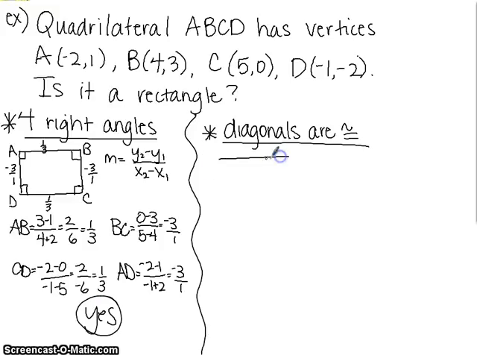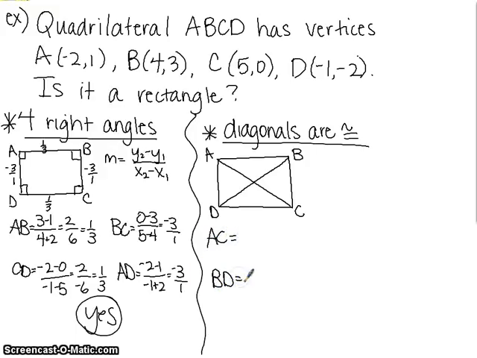The other way you can do it is with diagonals. If we can show that the two diagonals are congruent, that's enough to say that it's a rectangle. So this one we're going to use distance formula twice. At the end of the day, it's probably about the same amount of work if you do distance formula twice or slope formula 4 times. So I'll leave that up to you, unless it specifically says to use one or the other, of course.